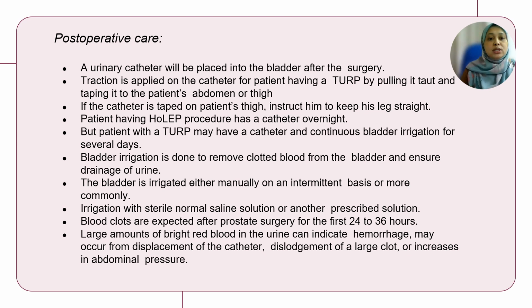So the bladder irrigation is done to remove clotted blood from the bladder and ensure drainage of urine. The bladder is irrigated either manually, on an intermittent basis, or more commonly continuously. The irrigation is sterile saline solution or another prescribed solution, and blood clots are expected after prostate surgery for the first 24 to 36 hours. A large amount of bright red blood in the urine can indicate hemorrhage, which may occur from displacement of the catheter, dislodgement of a large clot, or increases in abdominal pressure.